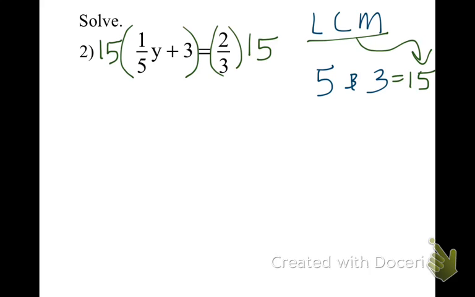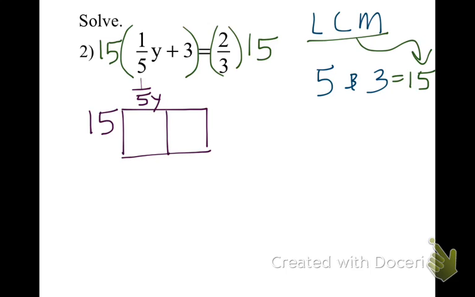I want you to watch and see what happens. Now, take a look. I've got a variable, I have parentheses, I have a number out in front. So what do I need to do? I need to do the box method. So I put my 15 and I put my 1/5 y plus 3.